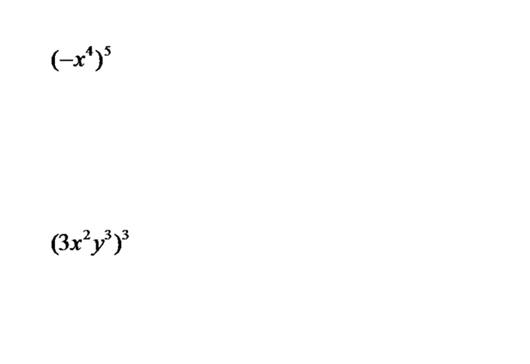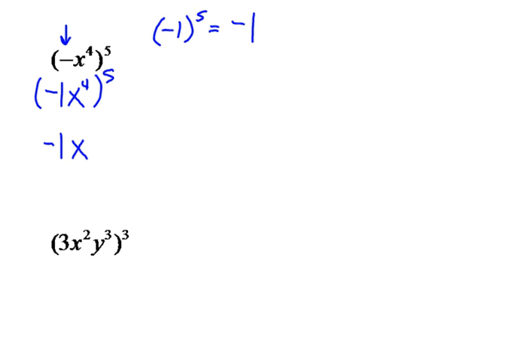For this one, what is our coefficient here? Like you see that negative sign. Your coefficient is -1. So we can imagine this being -1 x to the 4th to the 5th power. So we need to do -1 to the 5th power and x to the 4th to the 5th power. Well, -1 to the 5th power is -1 times -1 times -1 times -1 times -1. We have an odd number of negatives, so that's going to be -1. So -1 x. We multiply our exponents, so x to the 20th. We can drop that 1 and leave it as negative x to the 20th.